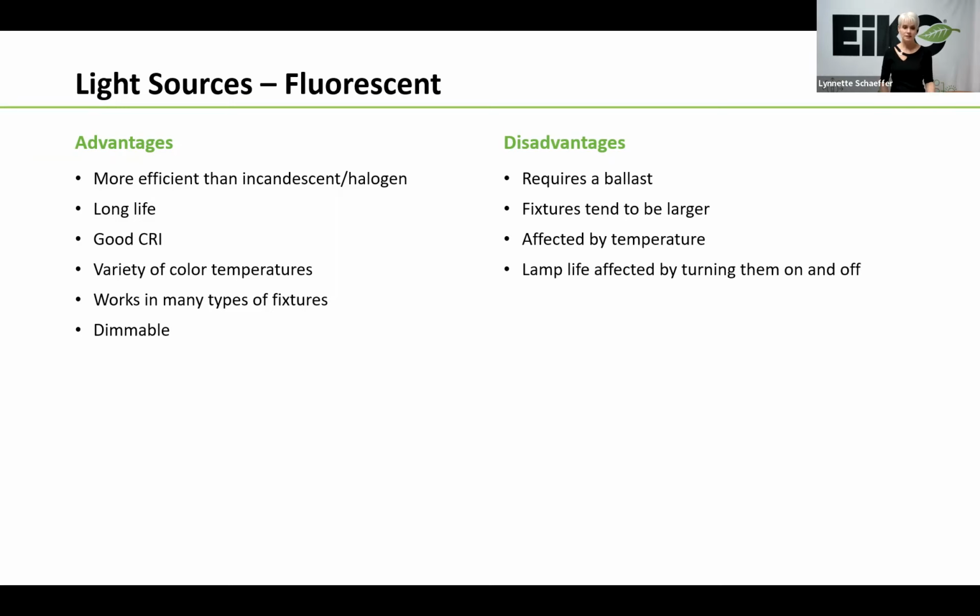Now, the other thing about fluorescents is they can be affected by temperature. With fluorescents, you also do not want to be turning them on and off constantly. The more you turn a fluorescent on and off, the shorter the life will be. I know this from firsthand experience. So if you ever put a sensor on a fluorescent fixture and you don't commission it properly, or you don't set it to the maximum time to time out, and those lamps are turning on and off a lot, those lamps will end their life very, very quickly.